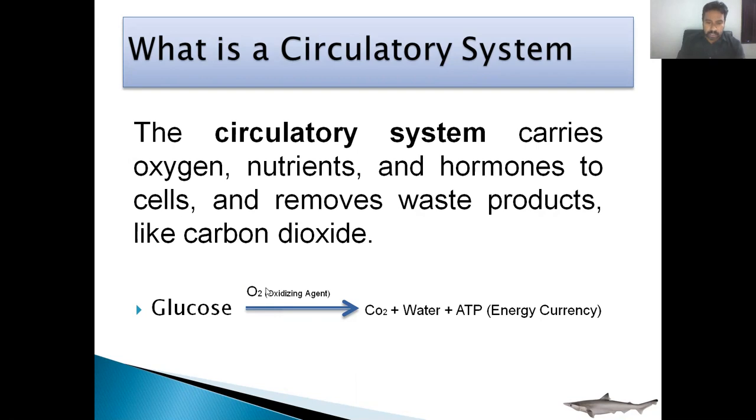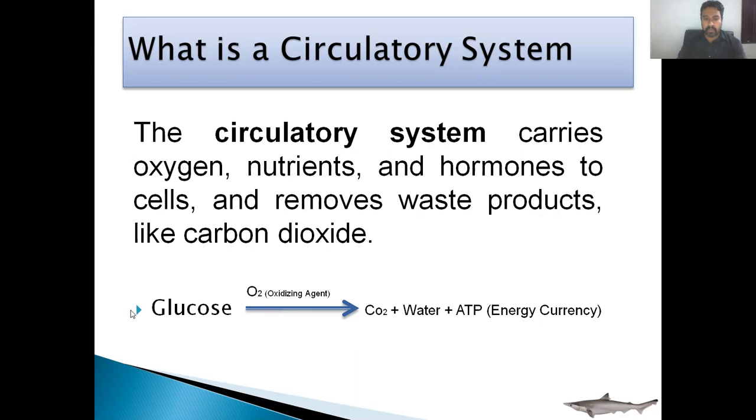But this oxygen and these nutrients are transported to all the cells, and that function is performed by the circulatory system. As well as the waste material which is produced, for example carbon dioxide, which is harmful for the body. So it should be removed from the body, carried from cells to the respiratory system to be expelled outside. That function is performed by the circulatory system.